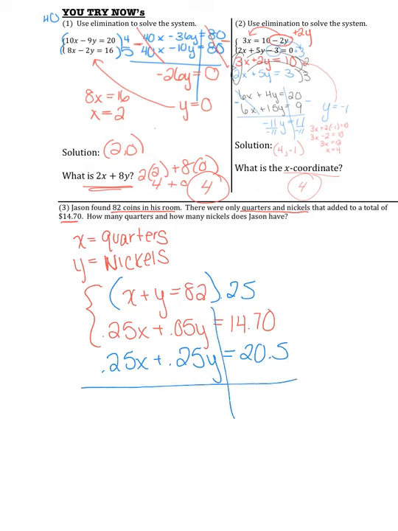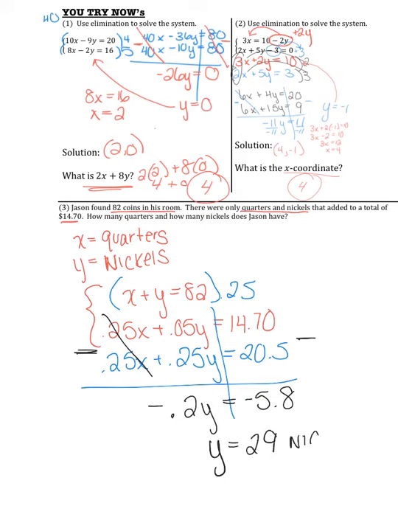I will go ahead and subtract. So my x's cancel. This will give me negative 0.2y is equal to, and then 14.7 minus 20.5 gives me negative 5.8. And then when I divide that by 0.2, that gives me a y value of 29. So that means I have 29 nickels. Well, if I have a total of 82 coins altogether, if I do 82 minus 29, that's going to give me a remainder of 53 quarters.